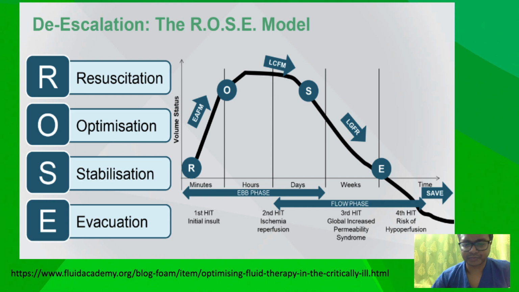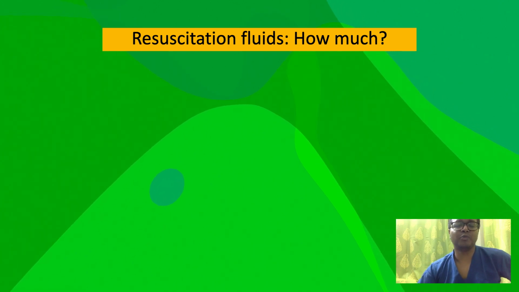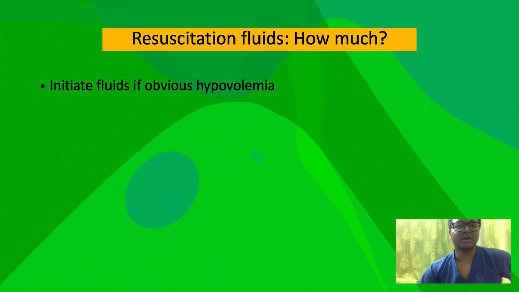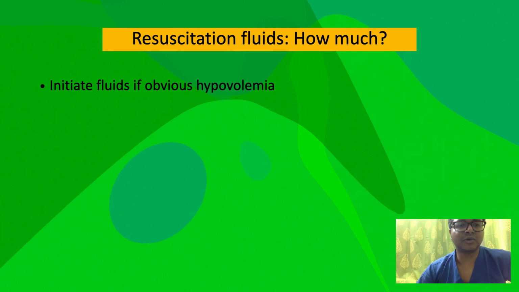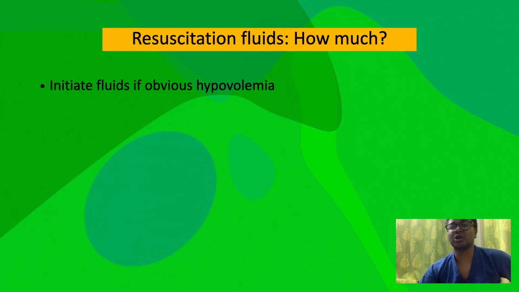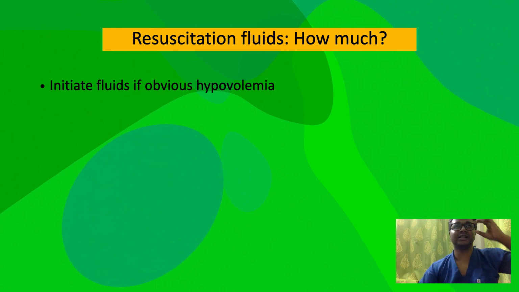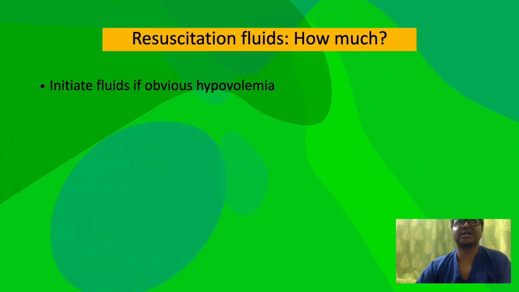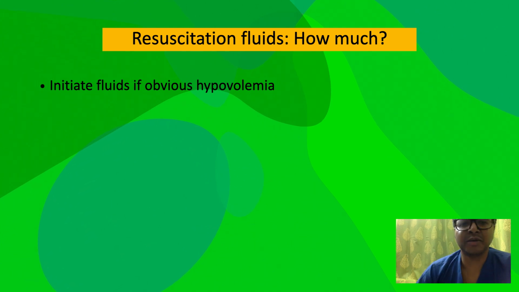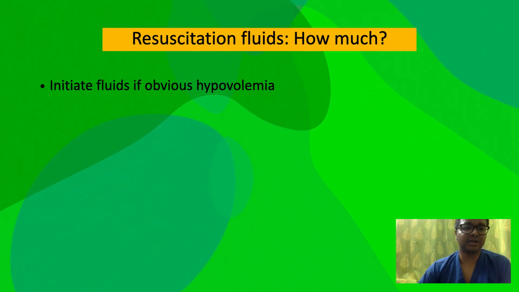So, in a nutshell, if we talk about how much resuscitation fluid should be given, we must say that, of course, we should initiate fluids if there is obvious hypovolemia. Suppose a patient is in shock and you can see the patient bleeding, or there is a history of trauma and you can see that there is hemorrhage. Of course, we shall start resuscitating these patients in obvious hypovolemia. We do not wait for fancy gadgets to initiate fluid therapy in these patients.